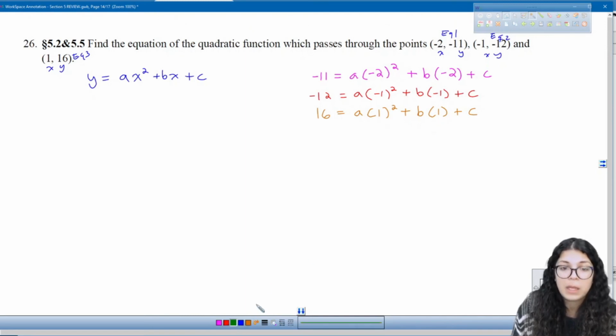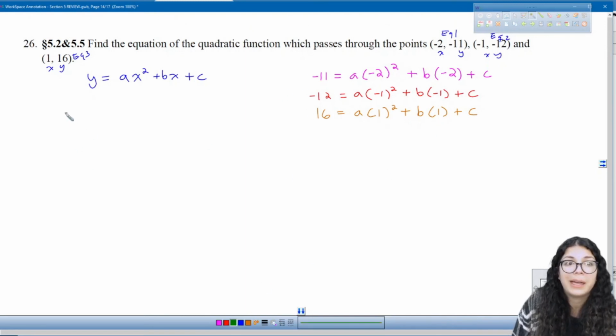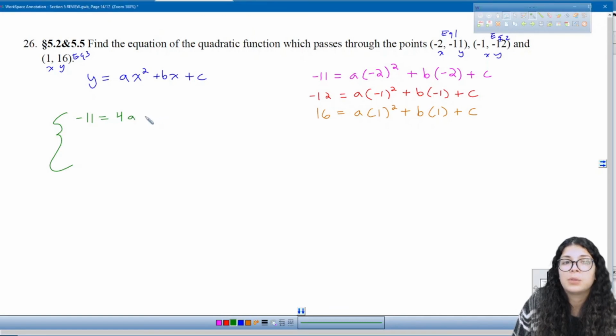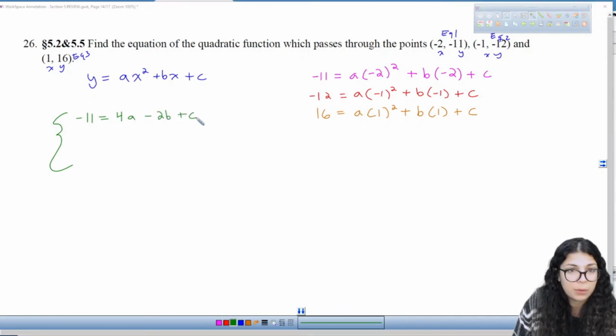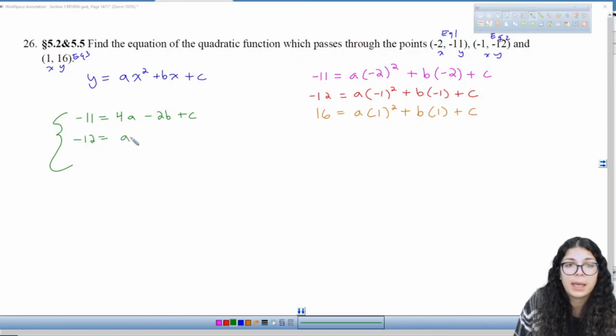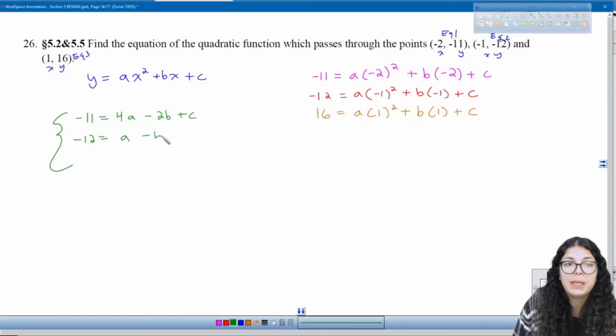Okay. Let's go ahead and simplify these 3, and then we have a 3 by 3. So, negative 11 equals negative 2 squared is 4. 4 times a is just 4a. Negative 2 times b is negative 2b. And then c, of course, is just c. Negative 12 equals, negative 1 squared is 1. A times 1 is A. Negative 1 times B is negative B. And then plus C, of course, is just plus C.